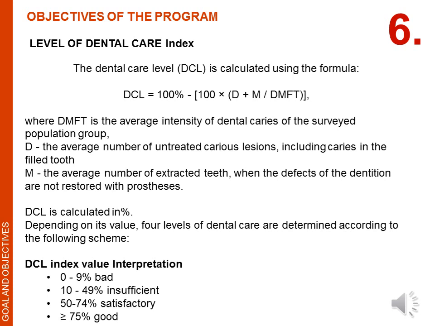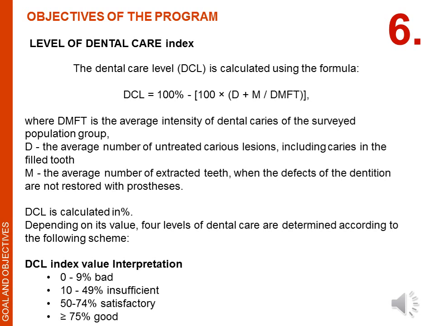The dental care level, DCL, is calculated using the formula. DCL is 100% minus 100 multiplied by the sum of D and M divided by DMFT, where DMFT is the average intensity of dental caries of the surveyed population group, D the average number of untreated caries lesions, including caries in the filled tooth, and M the average number of extracted teeth when the defects of the dentition are not restored with prosthesis. DCL is calculated in percent.